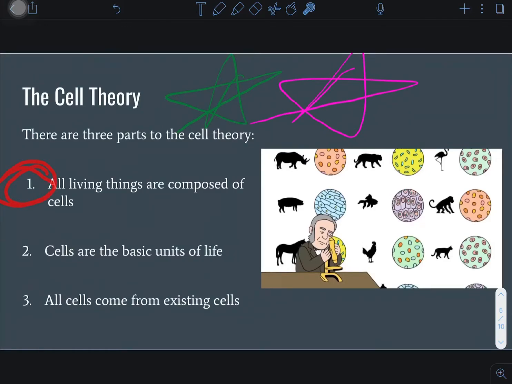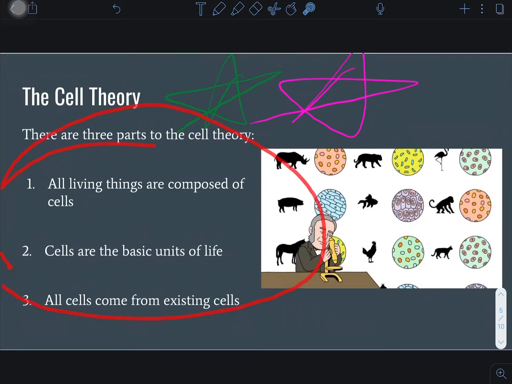All living things are composed of cells. Cells are the basic unit of life. Lots of small cells combine to make you, but they are the basic unit of life. And all cells come from existing cells. There's no spontaneous generation of cells. It came from another cell through something called mitosis or meiosis that we'll get to later in the year.